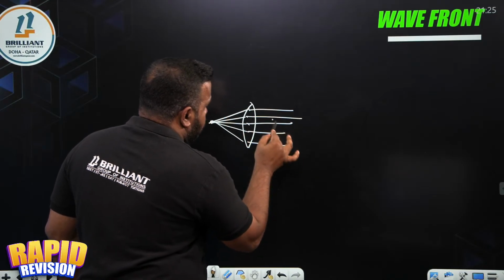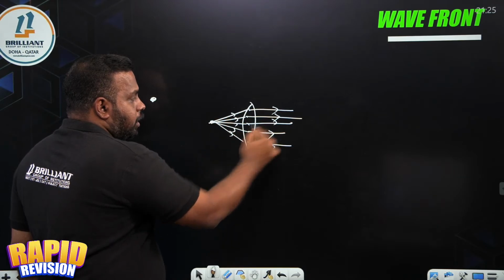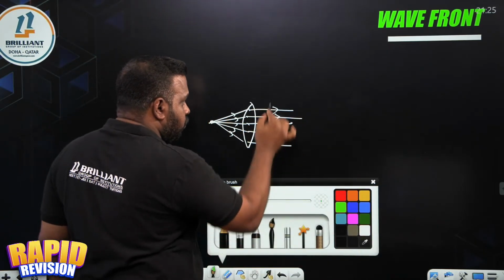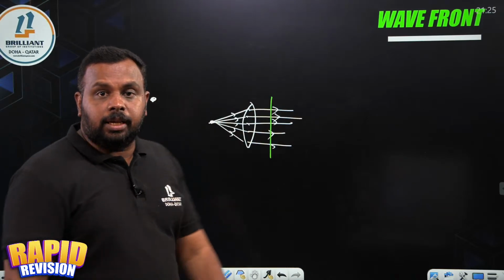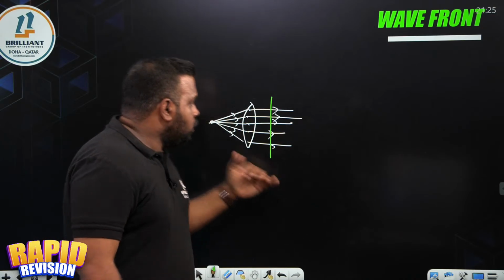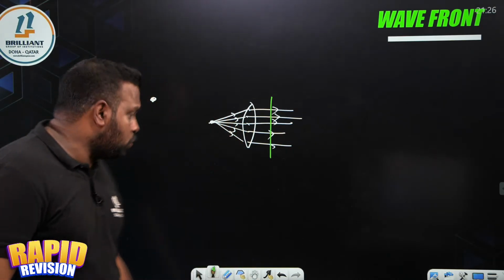If the object is at focus, the image will be at infinity, you know that. That means the refracted rays will be like this. So what will be the shape of the wavefront? The wavefront will be perpendicular to those rays. It will be a plane wavefront. Okay, so like this you can draw. So like that, there is a chance of asking the shape of wavefront questions, my dear students.